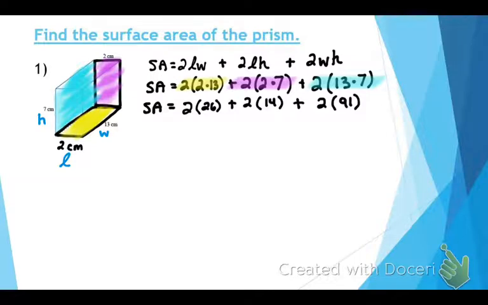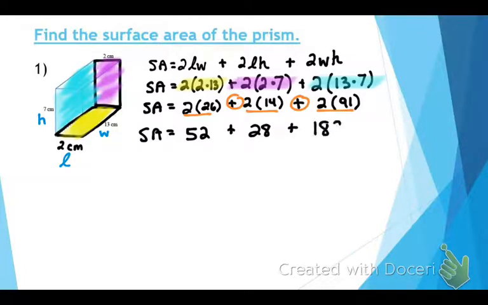All right, so now you can see I multiplied the things that were there inside of the parentheses, and now we're going to multiply each of these little sections right here together before we add them together, because according to PEMDAS, you want to multiply first. So we've got 52 plus 28 plus 182. When you add all of those things together, you find out that the surface area is 262 centimeters squared.